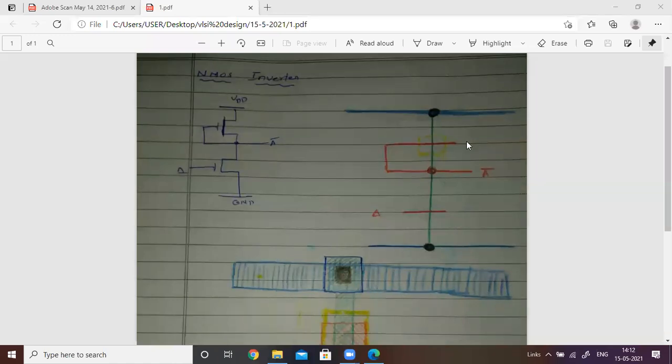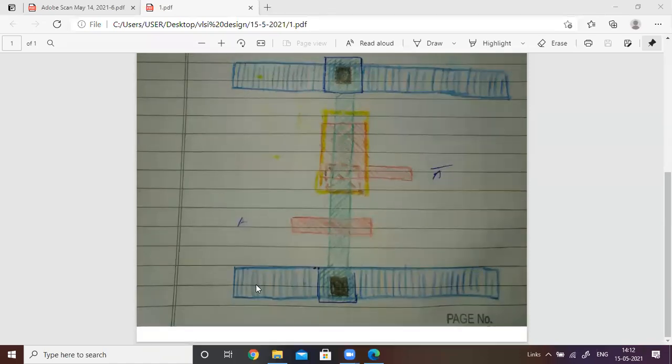Then take a green color pencil and draw, and don't forget another same type of horizontal layer here. This is the metal layer. Blue is the metal layer. So here also we are going to draw the blue layer like this. Metal layer, and the hatchings will always be in the blue color. Now these are the two horizontal layers.